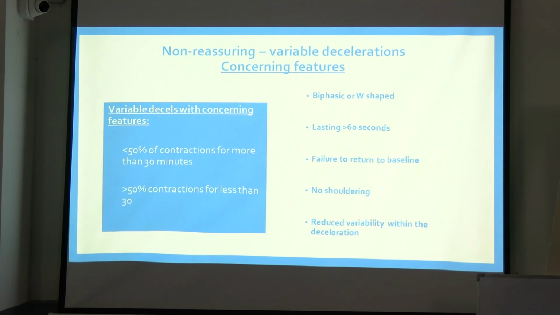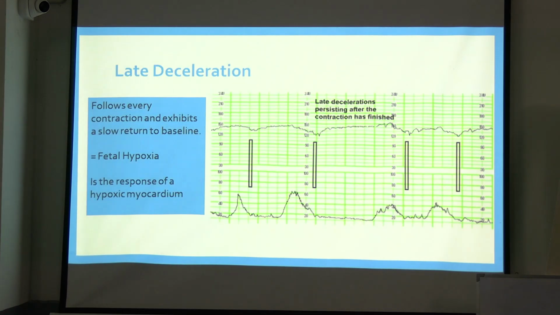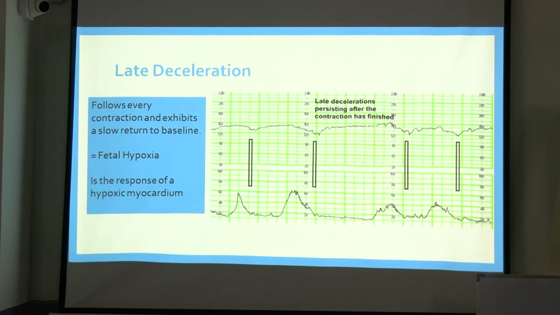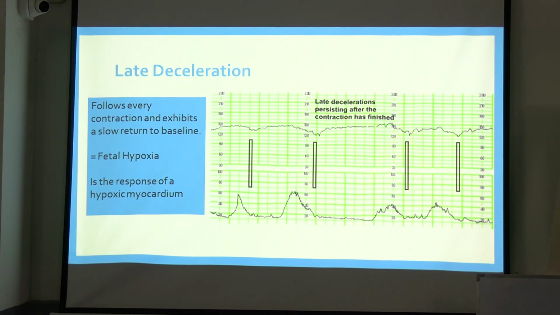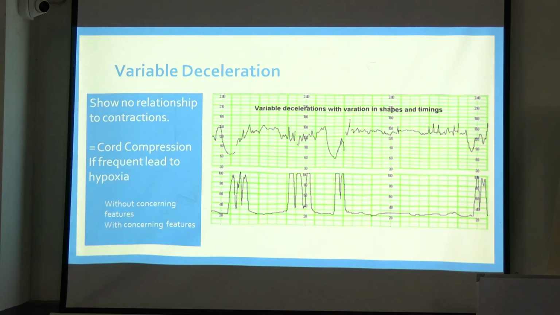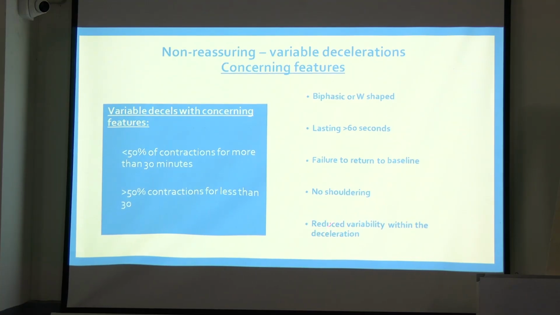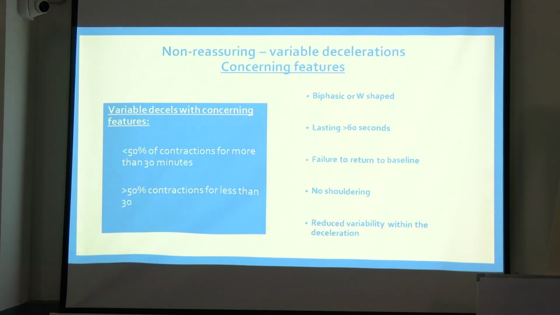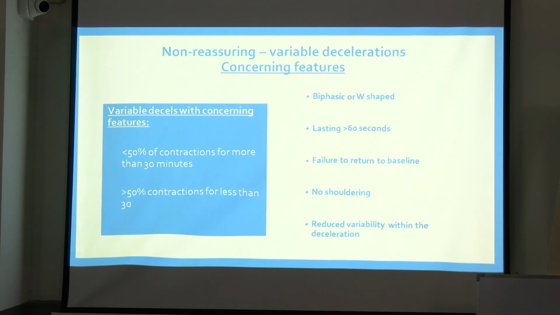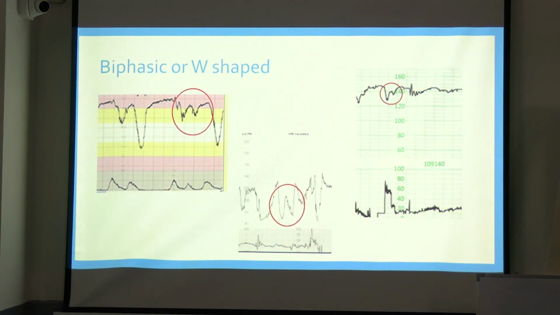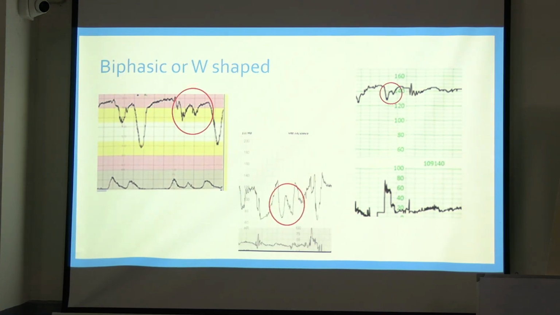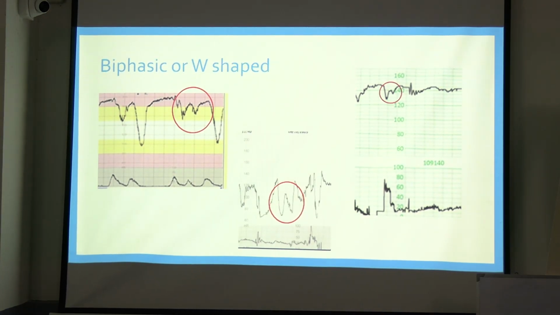When you are seeing the tracing, there is obviously some variability in the deceleration also. It is not a straight line like this, V, there is no straight V. Here it is also, there is variability in the deceleration. So here they want to tell us that there is reduced variability in the deceleration also. There is baseline, but in the deceleration also there is reduced variability. So what we are talking about is the biphasic or W shaped CTG.